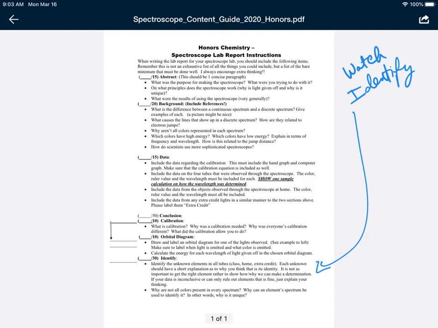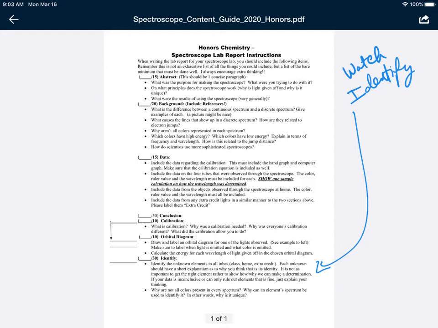So calibration, remember that was what you did when you looked at the overhead lights, and then you made a graph of the known wavelengths versus the ruler location for your particular spectroscope. That allowed you then to make a line. You could input any position on the ruler and figure out the corresponding wavelength. And you had to do that obviously because wavelengths are in nanometers. Rulers are in centimeters. So you had to get some way of converting from one to the other, basically.